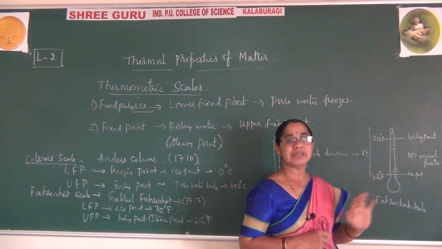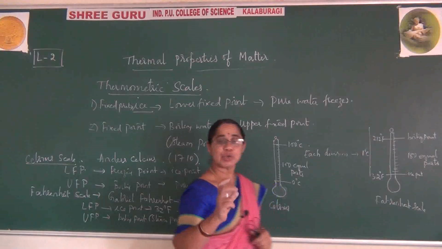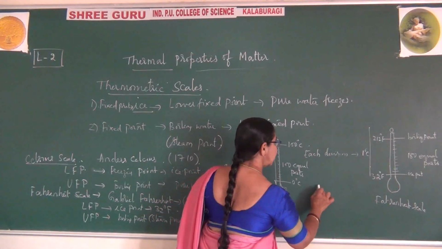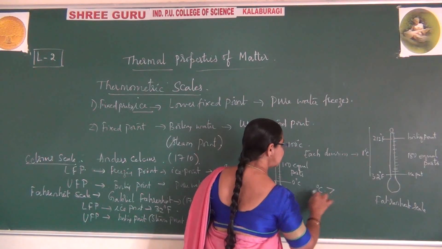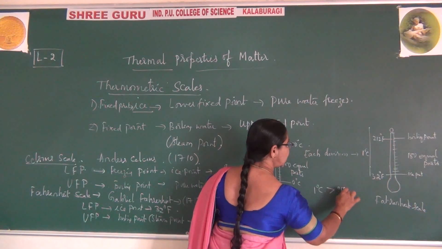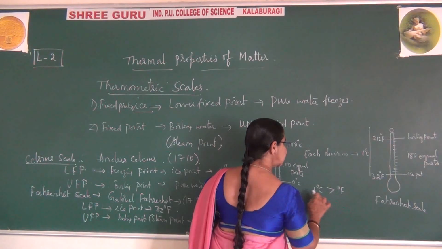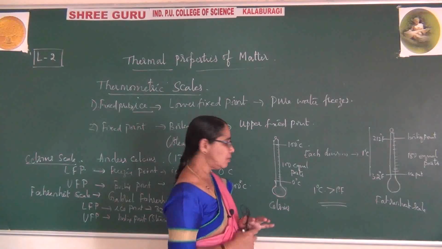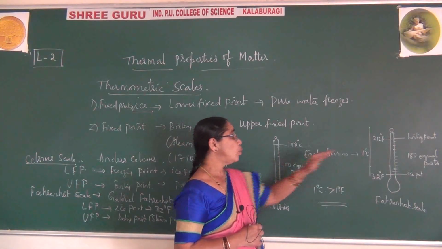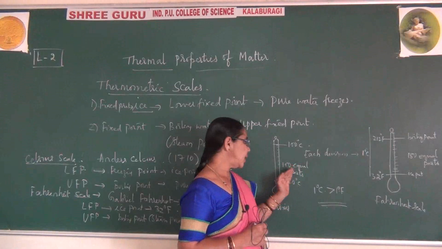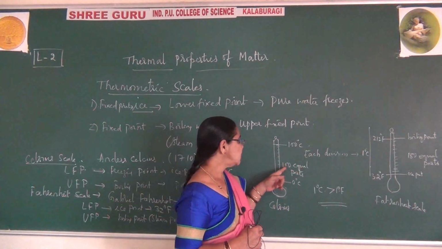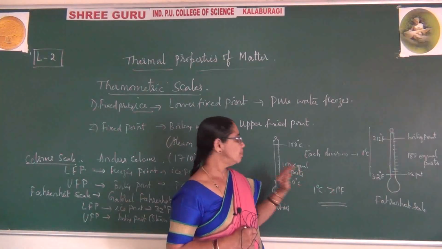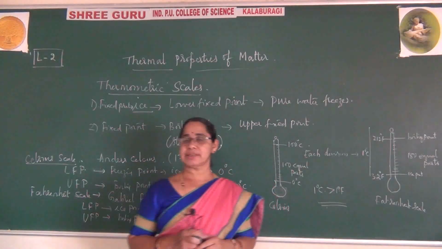So by looking at this, you can observe which of these two scales is greater: the degree Celsius scale is greater than the degree Fahrenheit. Please observe, because here there are 180 equal parts, and here 100 equal parts. So naturally the degree Celsius is greater than the degree Fahrenheit. By just looking at this you can explain things.